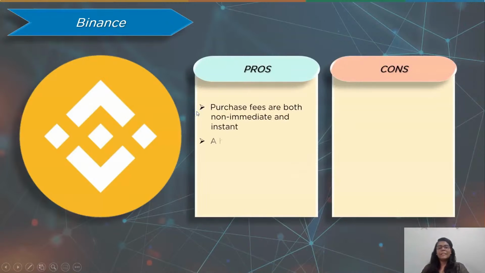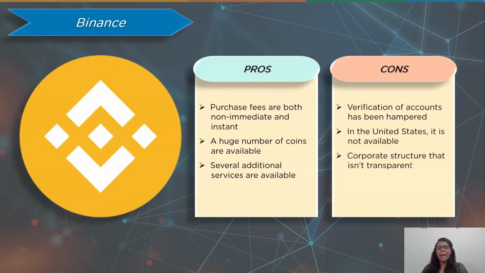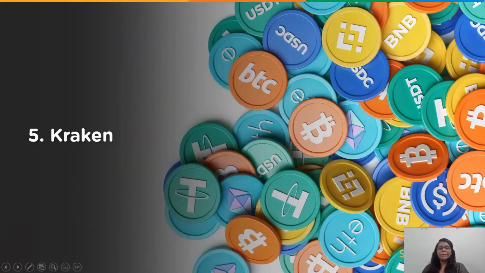Binance purchase fees are low as well as instant. Also, a huge variety of coins is available on its platform. Along with this, it offers various other services. Coming to the cons, the verification of accounts can be hampered, it is not yet available in the United States, and its corporate structure is pretty opaque. Next, we have Kraken.